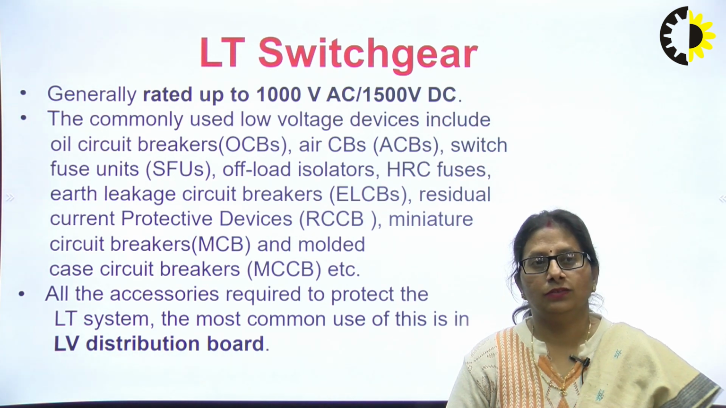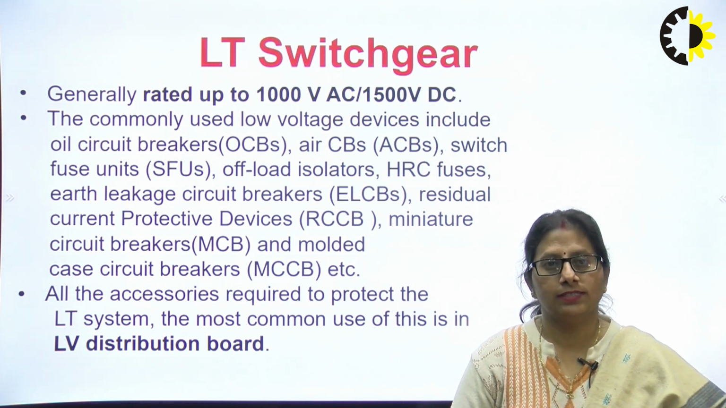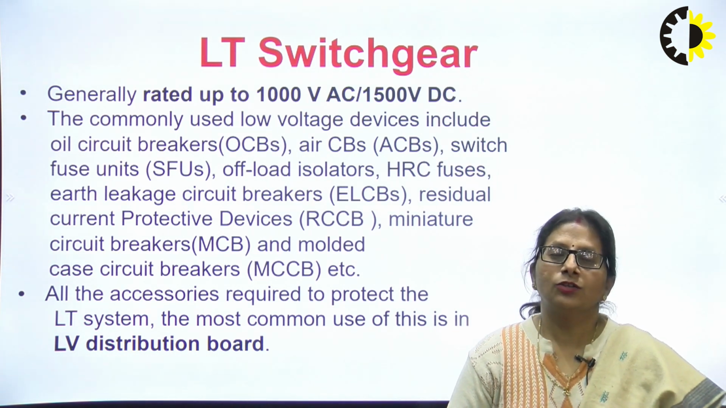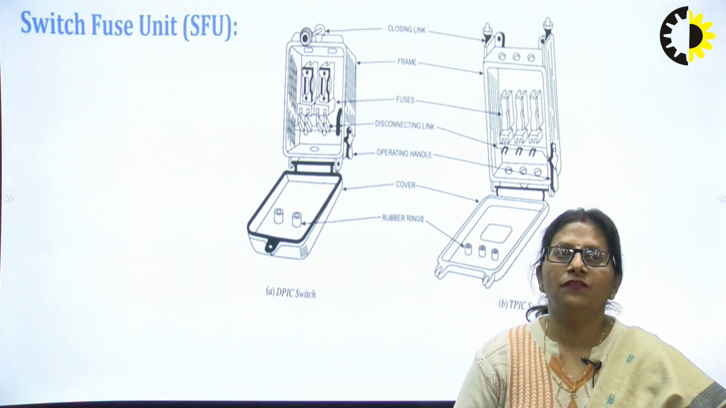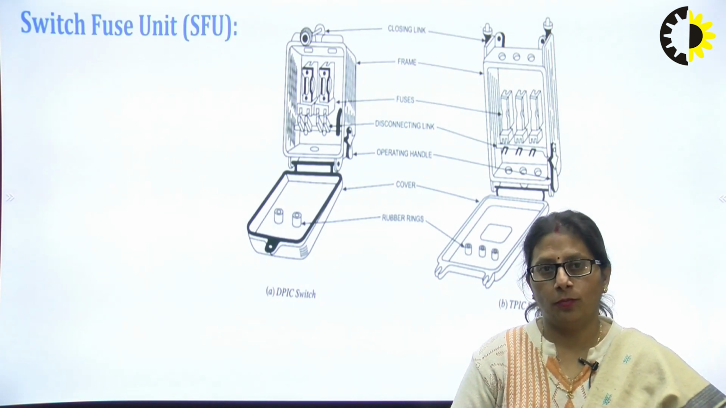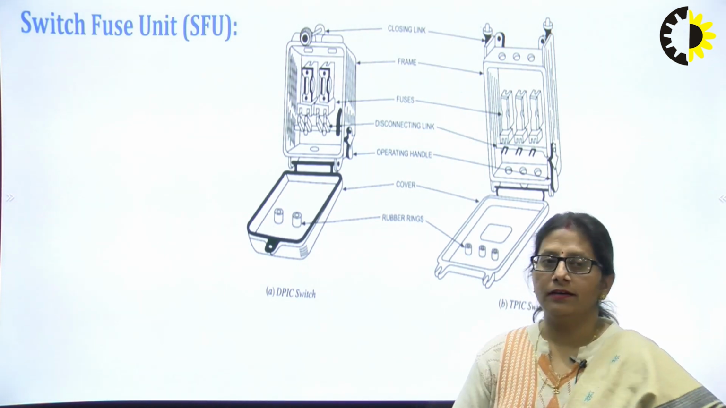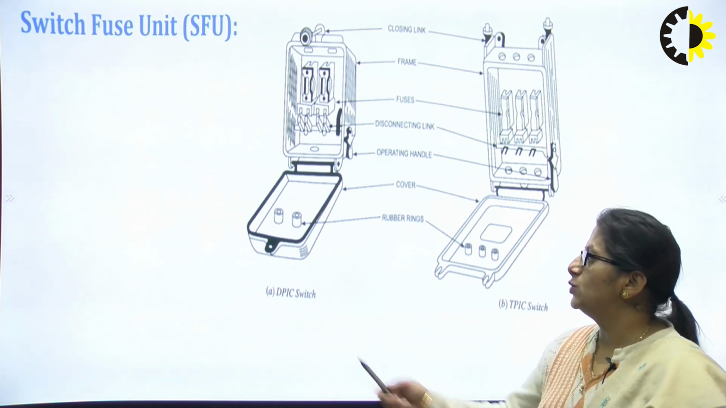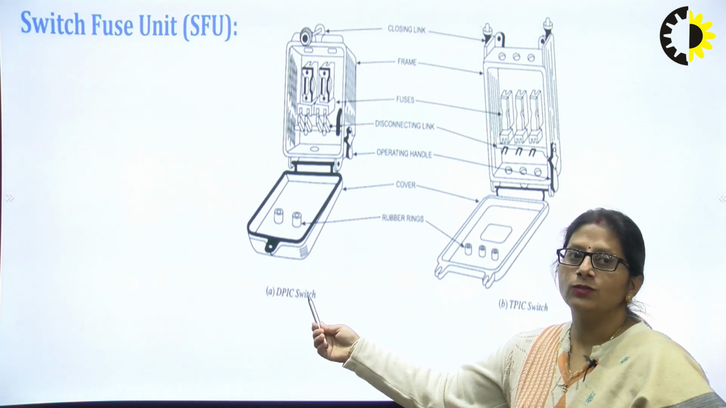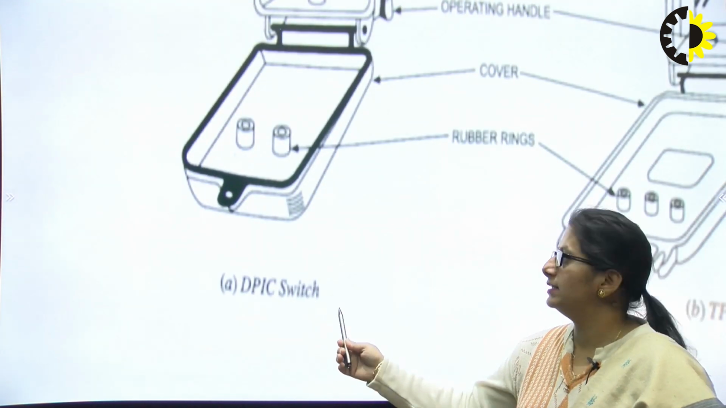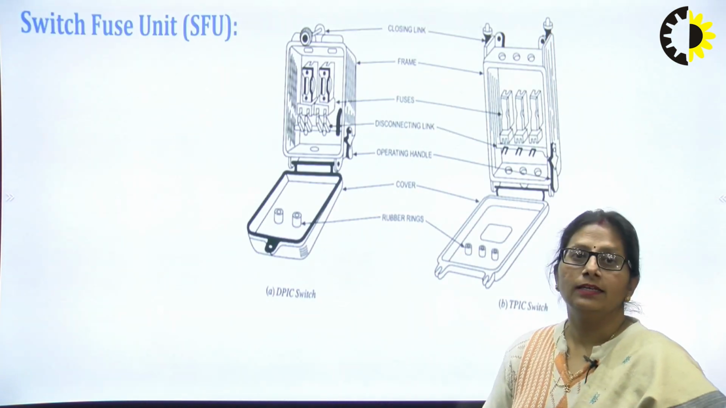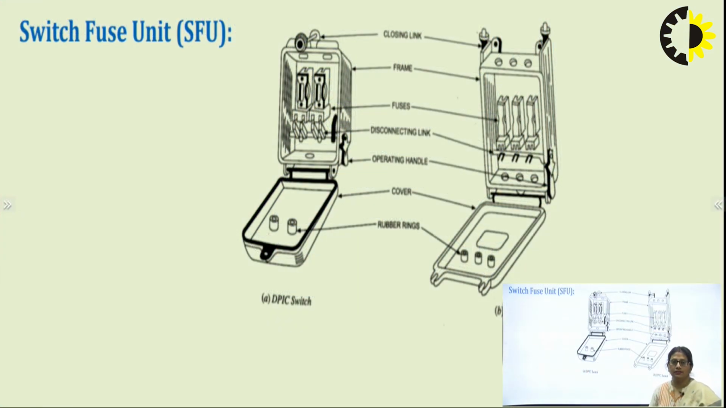We will be seeing these individually. All these accessories are required to protect the low tension system. The most common use of these is in the low tension distribution board. The very first basic component that can be seen is the switch fuse unit. Here, this is a double pole ironclad switch. This is generally used for DC components, either DC transmission, generation or distribution.